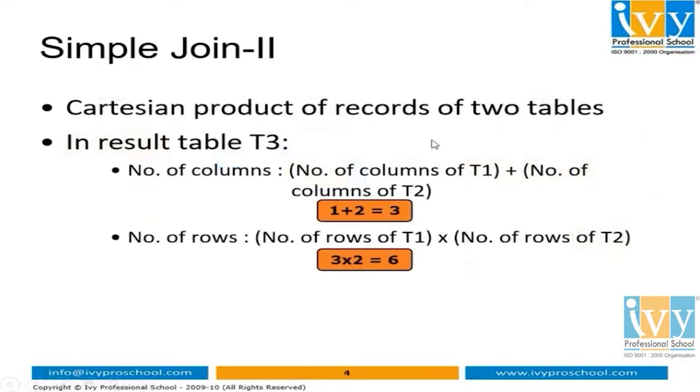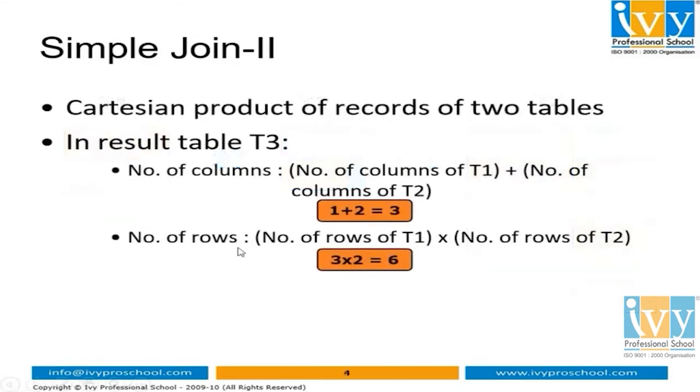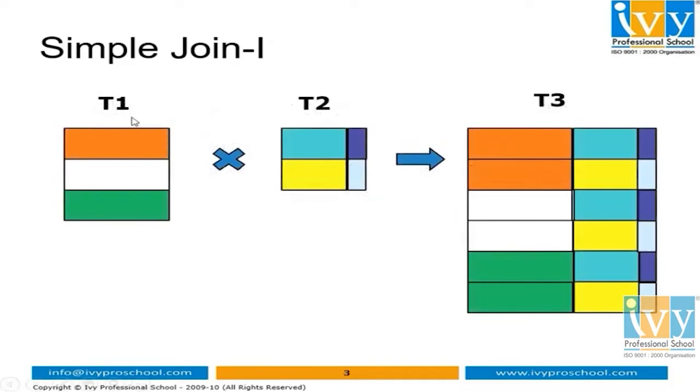Now simple join is a Cartesian product of records of two tables as we just discussed, and in the result table T3, the number of columns would be the number of columns of T1 plus the number of columns of T2. In T1 we had 1 column and in T2 we had 2. So in the result table T3 we would have 1 plus 2, that's 3 columns. And the number of rows would be the number of rows of T1 into the number of rows of T2. That is, in T1 there are 3 rows and in T2 there are 2 rows. So in T3 there would be 6 rows.